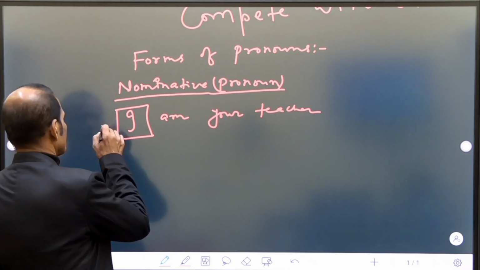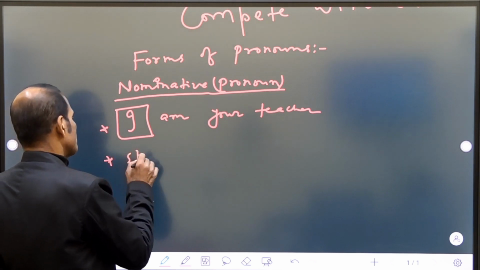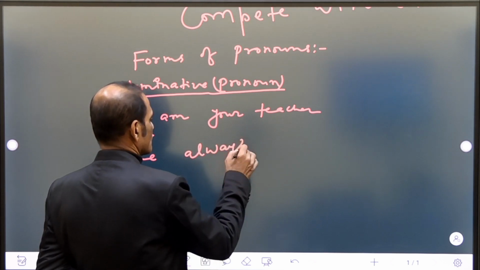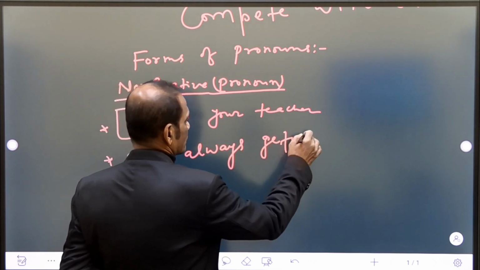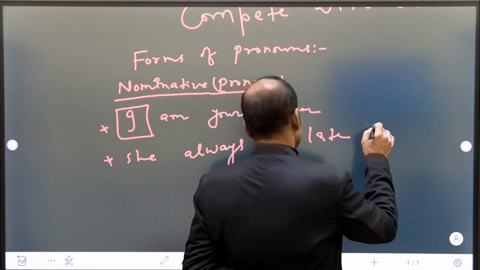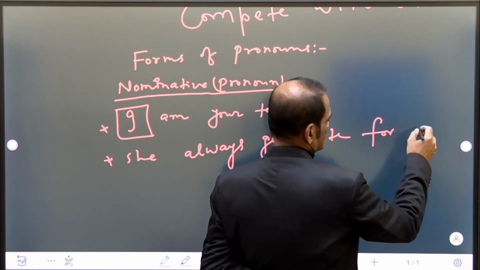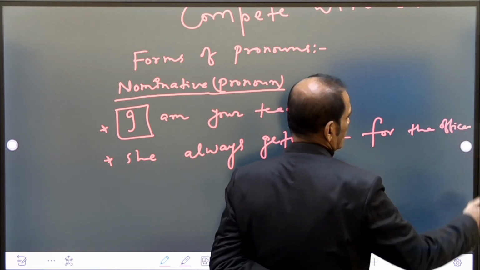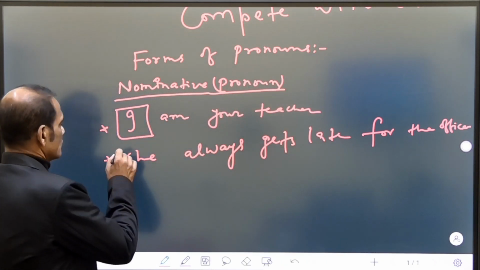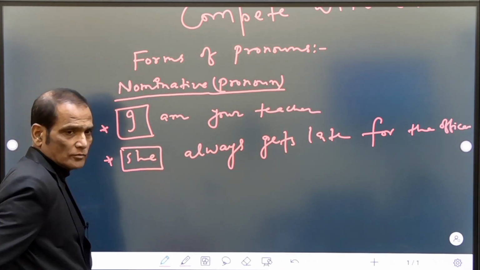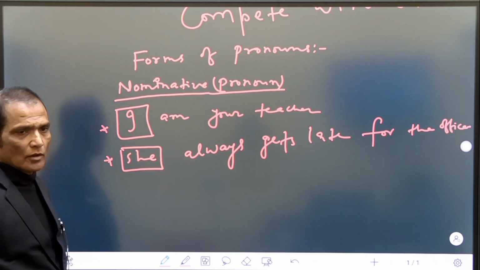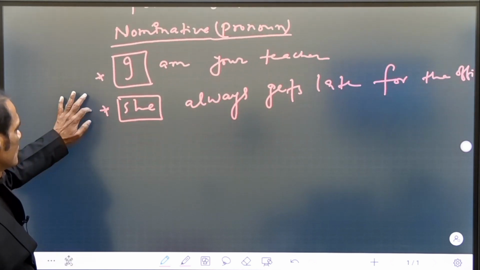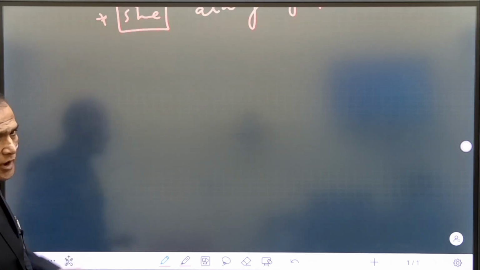Next, she always gets late for the office. She is a nominative form because it is used to nominate somebody female. So let's see how many nominative pronouns there are.